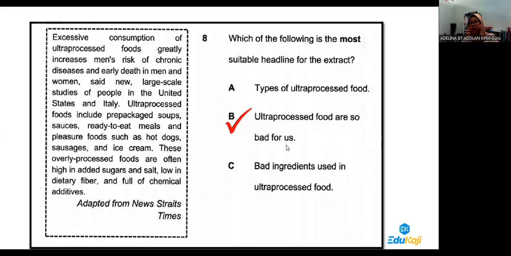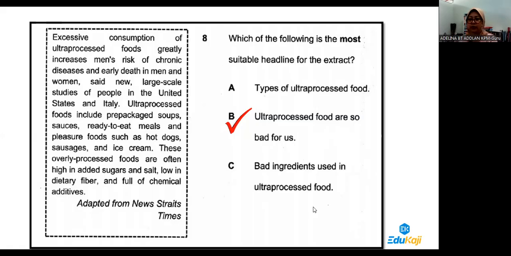Okay, ultra-processed food is so bad for us. Is it true? Yes. You look here. It's telling you about chronic diseases, early death in men and women. So it's quite bad. It's very, very bad. And C, bad ingredient. Does it mention ingredients? No, it does not. It only mentions sugar and salt, low dietary fiber and full of chemical additives. Does it give you an example? No, it doesn't. It just tells you the general content of ultra-processed food. So therefore the answer is B. Altogether for part 1 we have 8 questions.